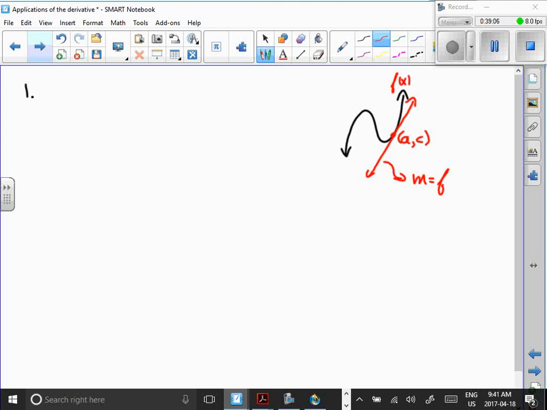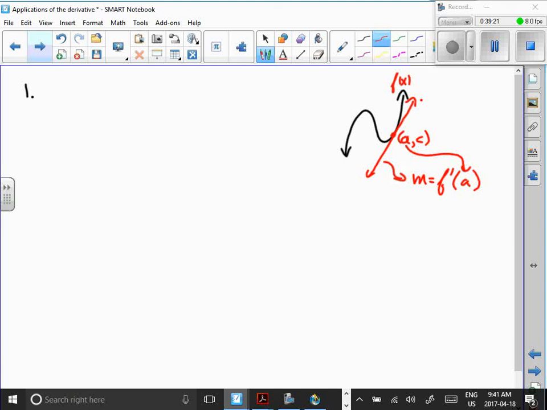Then the slope of that line is going to be, if the function is f at x, then the slope is going to be f prime at A, at that x value. Does that make sense? The derivative is the function that gives us the slope of the tangent. Does that make sense? Yeah.